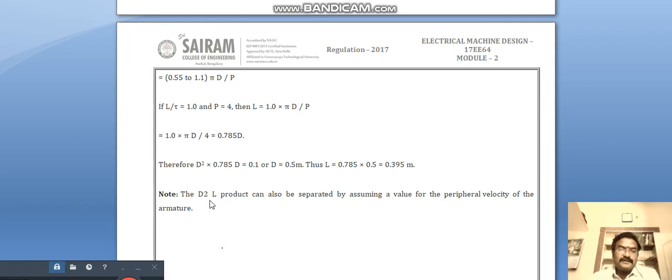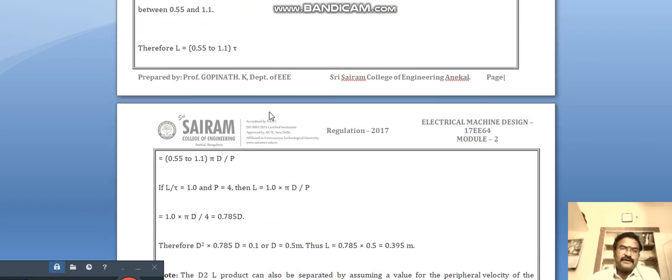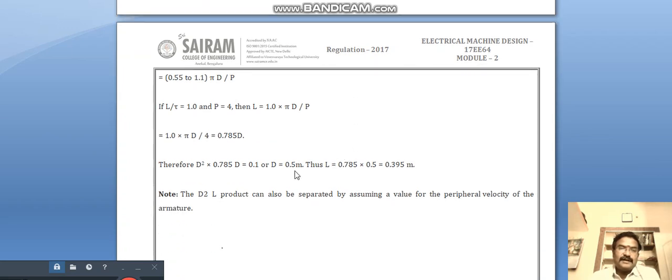Note that the D square L product can also be separated by assuming the value of peripheral velocity of the armature. Here we can't find the D square L value directly, so for that we are using the tau value and finding the values of D and L. Thank you.